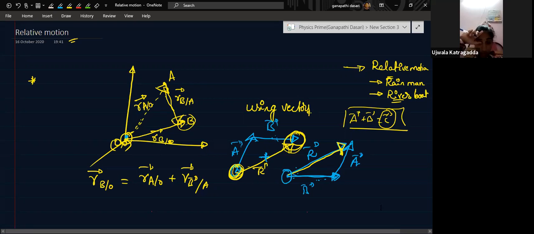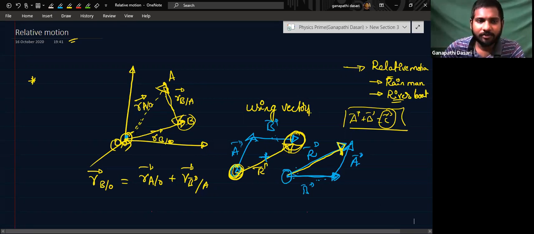How do you write the resultant vector? RBO. Okay, that's good.